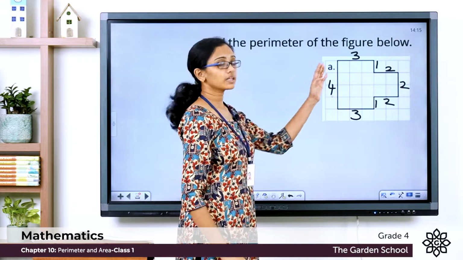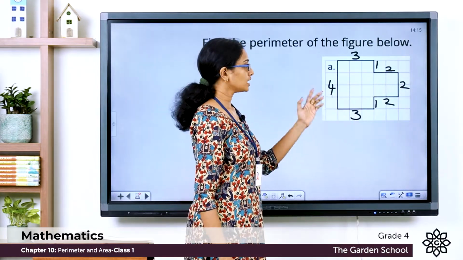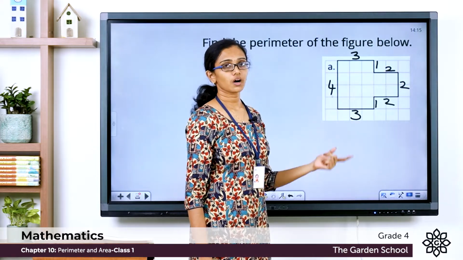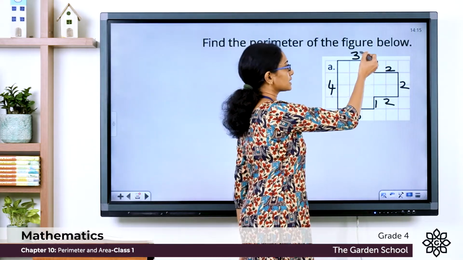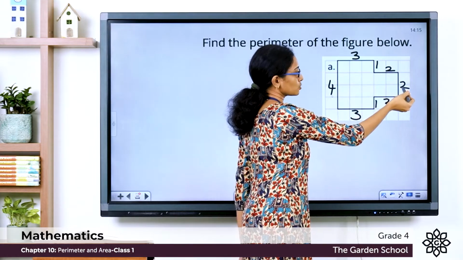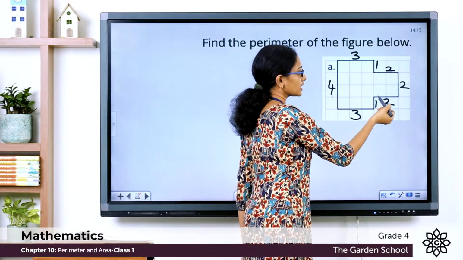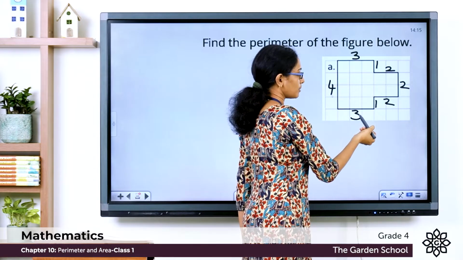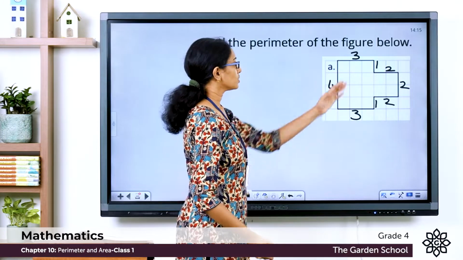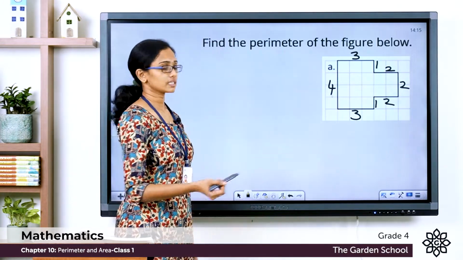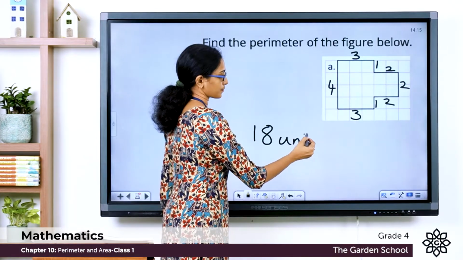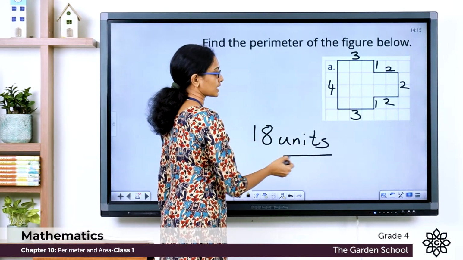Now that we have the lengths of all the sides of this figure, let's add up all these lengths to get the perimeter of this figure. So it would be 3 plus 1, 4, 4 plus 2, 6, 6 plus 2, 8, 8 plus 2, 10, 10 plus 1, 11, plus 3, 14, 14 plus 4, 18. So the perimeter of this figure is equal to 18 units. I hope this is clear to you.